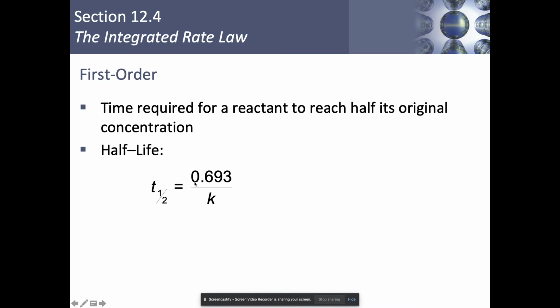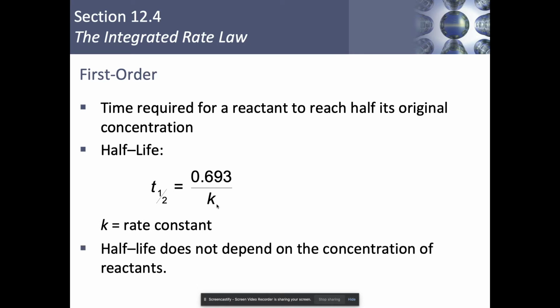0.693 divided by K. 0.693 might look familiar to you if you understand what natural logs are. And notice that in this case, half-life does not depend on your reactants at all. So if you know the half-life of a first order reaction, you actually don't need to do any experiments.